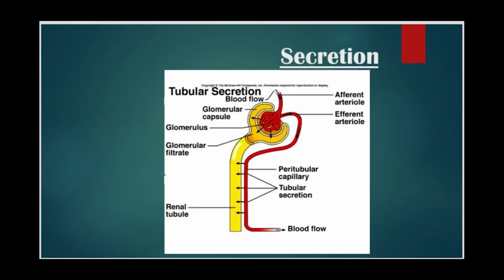Some of the materials in the blood capillaries associated with the nephron are secreted into the tubules of the nephron. We call this process secretion. Some of the secreted materials are hydrogen ions, potassium ions, ammonium ions, creatinine, medicine, and vitamin B.